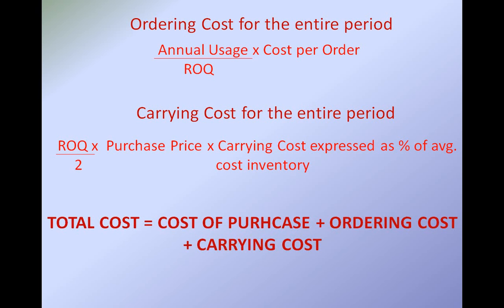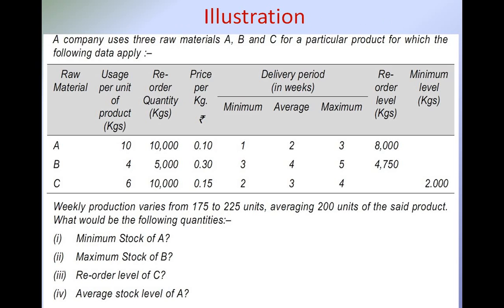Now, to make things clearer and easier to understand, let's use them in a question. So here we have an illustration. A company uses 3 raw materials, A, B, and C, for a particular product, and it's given separately for A, B, and C: the usage per unit, the reorder quantity, the price per kg, the delivery period in minimum, average, and maximum, the reorder level, and finally the minimum level only for C.